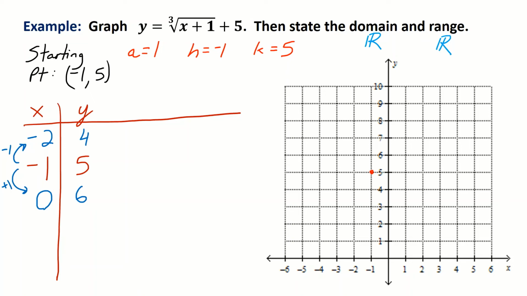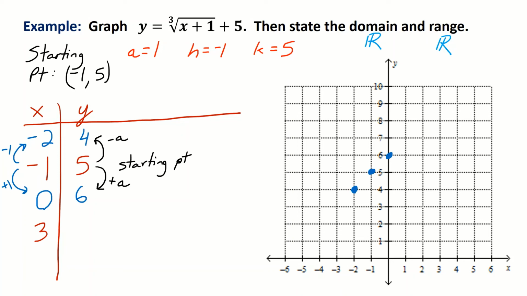And you'll notice that there's a pattern here, that whenever you have the starting point, you could quickly get the next two values by adding a and subtracting a. So go ahead and graph those. Now I need some more values. You could pick whatever you want. I'm going to go with 3, just to spread out the points a little bit.